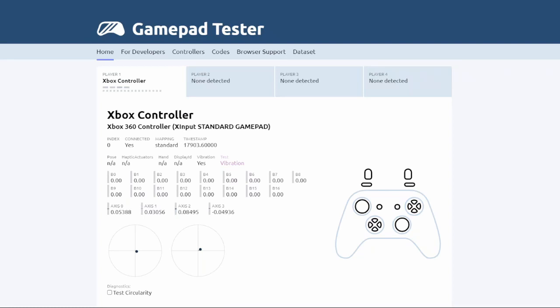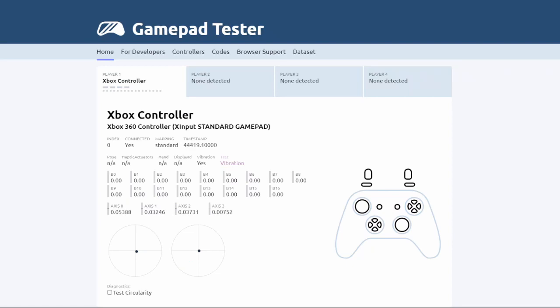Alright, so hey everyone. Today I want to take a look at circularity and how useful it is. Circularity, as defined in this gamepad tester, is how well, when moving your stick fully, you trace a circle, and it'll give you the error for that.